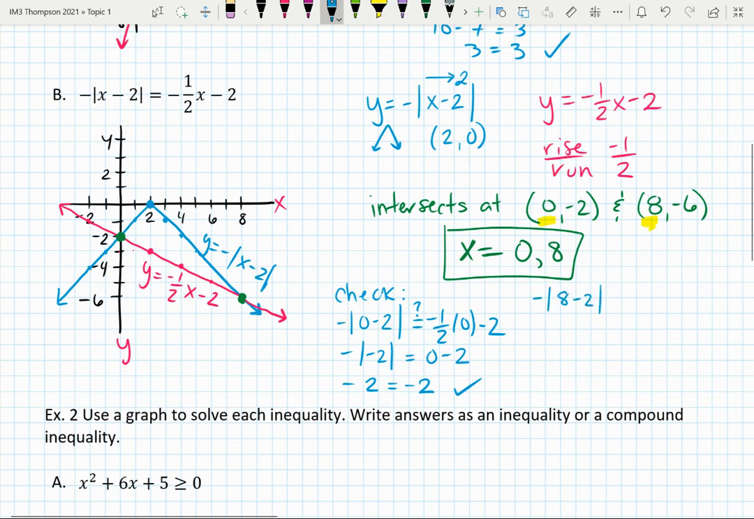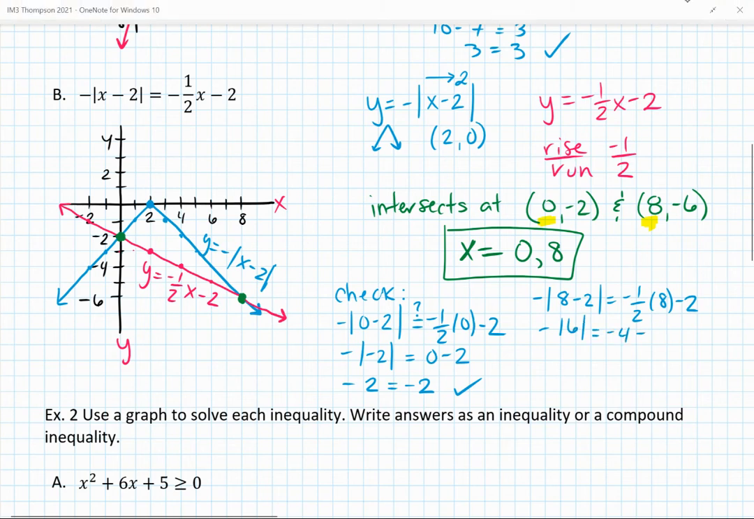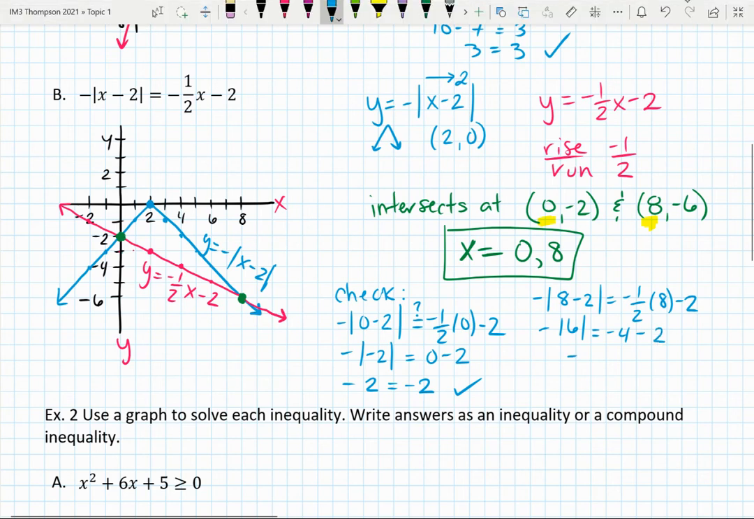And then I'll make sure 8 checks out. Let's see, 8 minus 2 gives me 6. Then I have -6 is equal to -6. Yes, that works too. Okay, cool. So x is equal to 0 and 8.